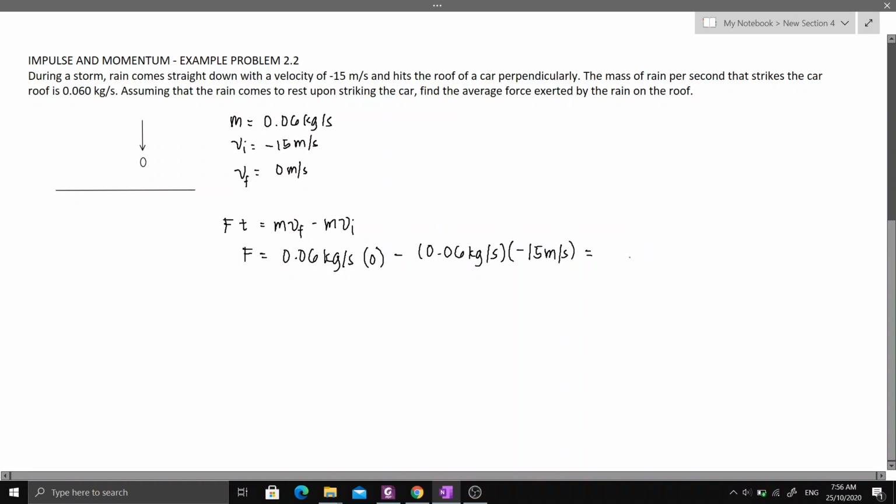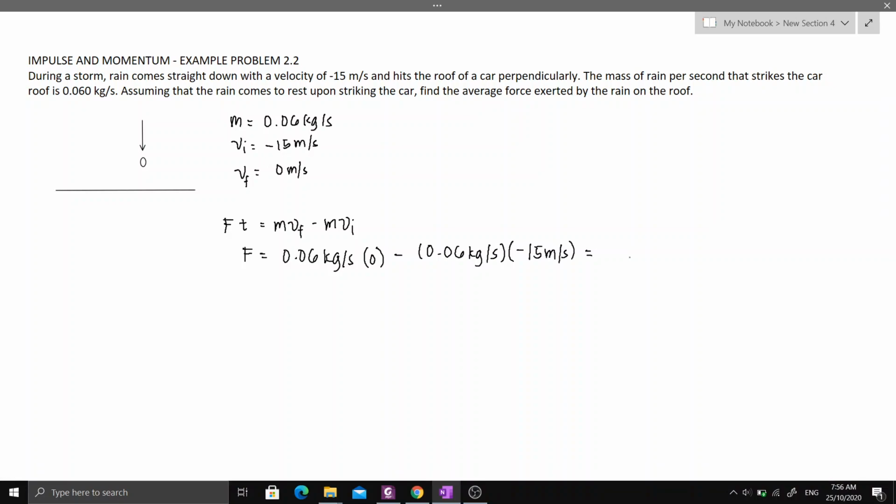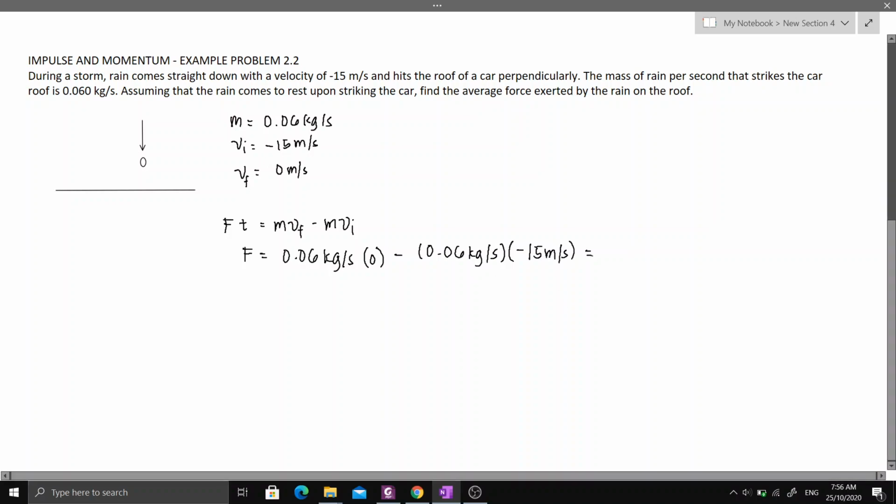multiplying, we will get positive 0.9 kilogram meter per second squared, that is equal to Newton. So, this one is the force exerted by the roof to the raindrop.